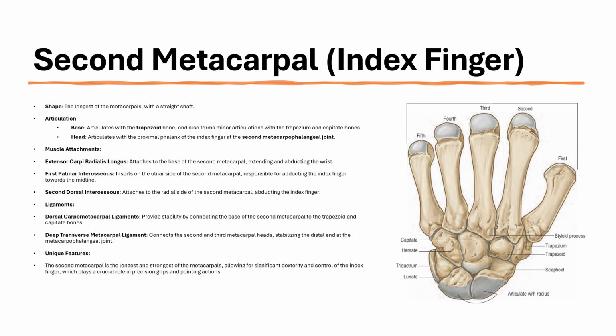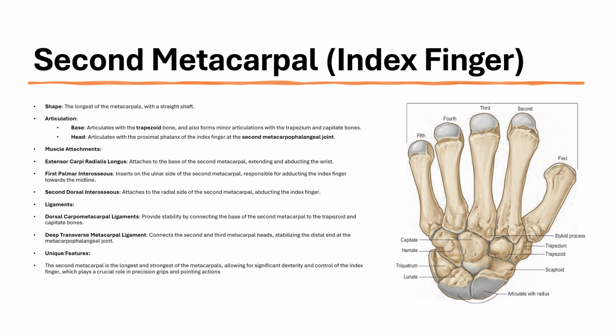Just dorsal to the facet, a rough impression marks the attachment of extensor carpi radialis longus, and a small tubercle or ridge receives flexor carpi radialis on the palmar surface.